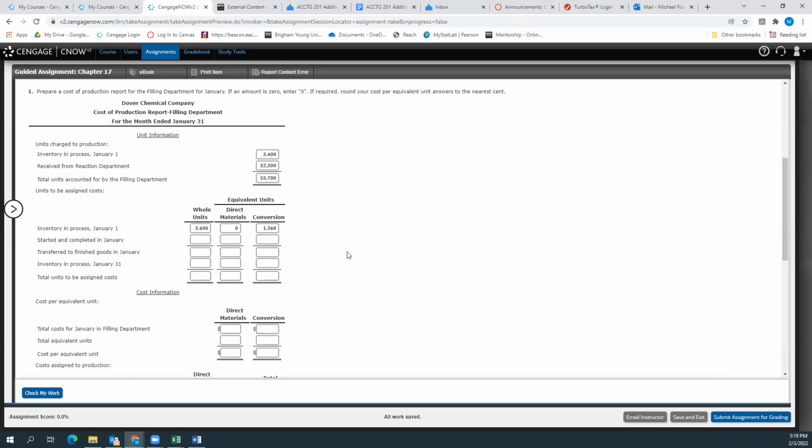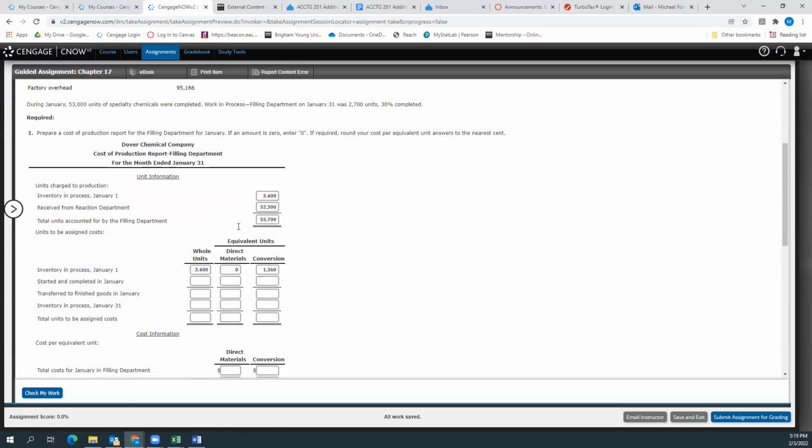Then we have the units that were started and completed during the month. Let's see, we know that that was given to us right up here.